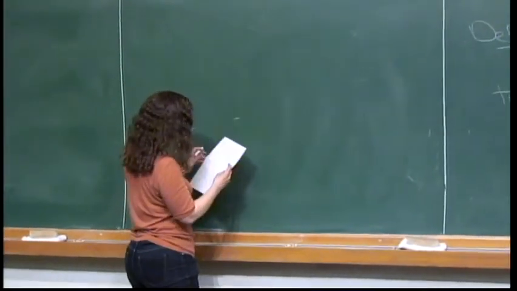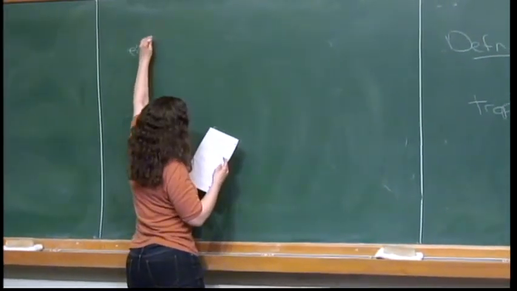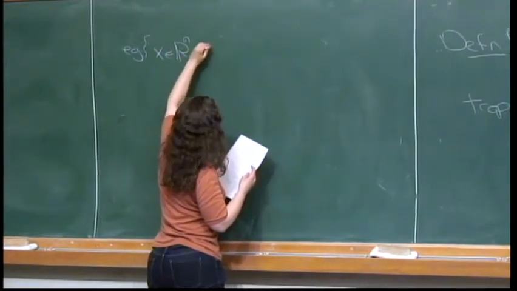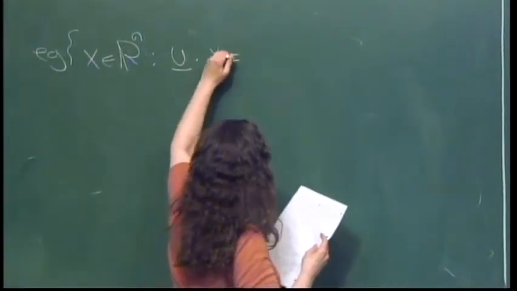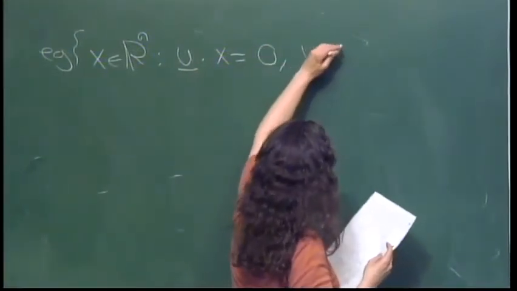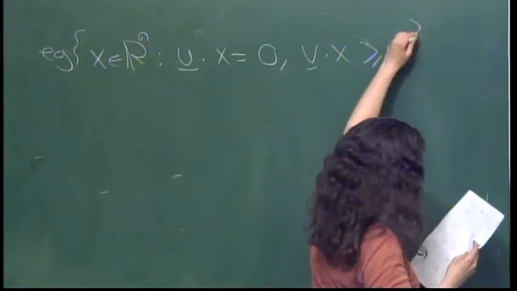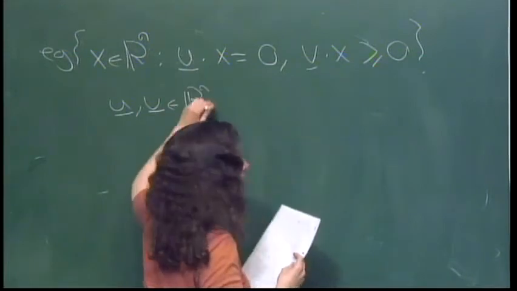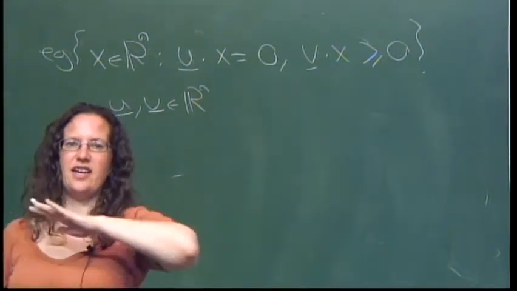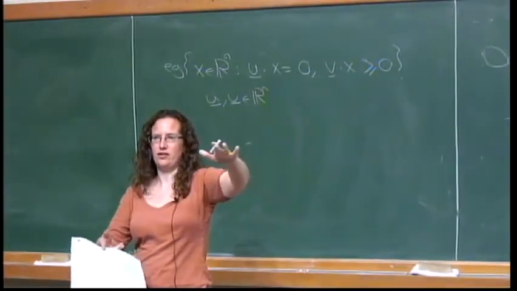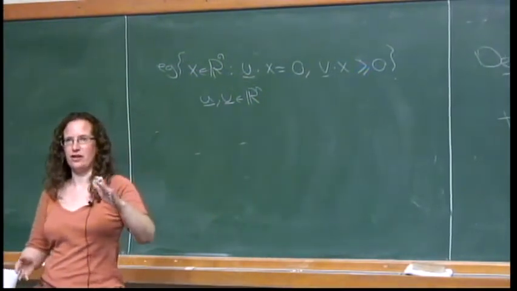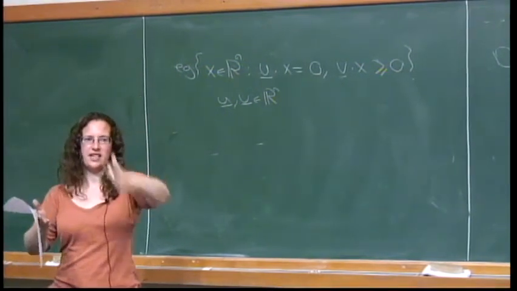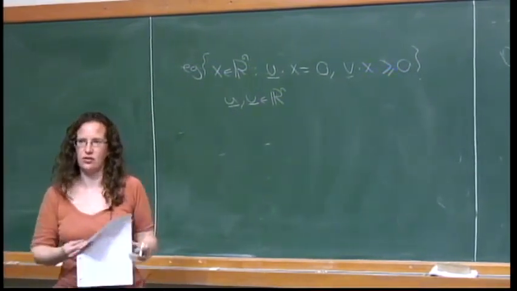So let's start with an elementary example. If I look at the set of x in R^n such that u dot x is 0 and v dot x is greater than or equal to 0, for u and v in R^n, we're just looking at a rational half plane, a rational half hyperplane. I've got the hyperplane u dot x equals 0, and then I'm cutting that in half with v dot x greater than or equal to 0.